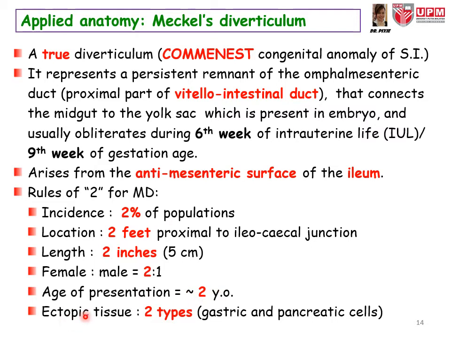There could be ectopic tissue present in the diverticulum, and usually there are 2 types. It could be gastric or pancreatic cells. These ectopic cells are pluripotent stem cells. Therefore, they can give rise to any type of cells. Gastric tissue is the most common presence in the diverticulum. Therefore, these cells can secrete acid and can lead to ulceration.